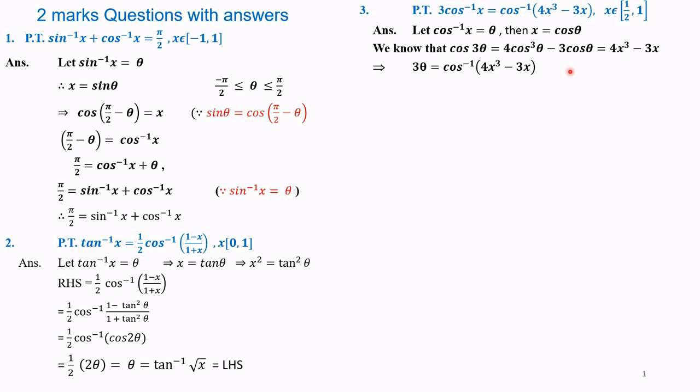That is the right hand side here. Therefore, 3 cos inverse of x, that is 3 theta where theta is cos inverse of x, is equal to cos inverse of 4x cube minus 3x. That is the required answer.